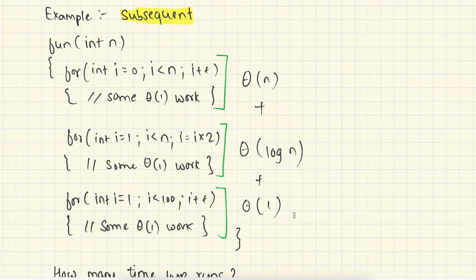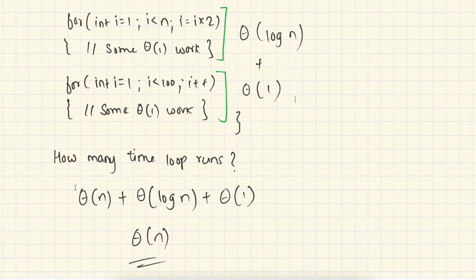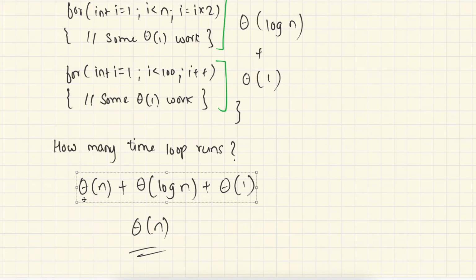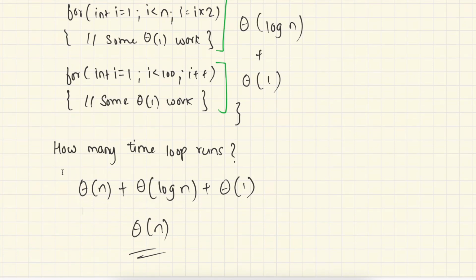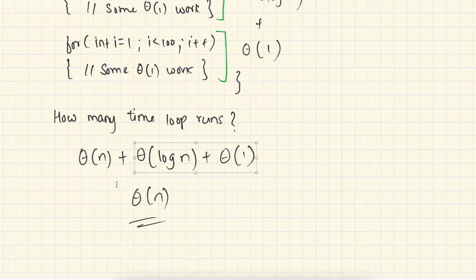Whenever we have this type of scenario where we are running loops one after another, we call it a subsequent loop. And whenever we see this type of arrangement, we simply add the time complexity, or the order of growth, of those loops. So when we add all three orders of growth, we get theta of n plus theta of log n plus theta of 1. In asymptotic analysis, we are generally not interested in lower order terms. Here log n and 1 are the lower order terms, so let's ignore them. So the overall order of growth is going to be theta n.